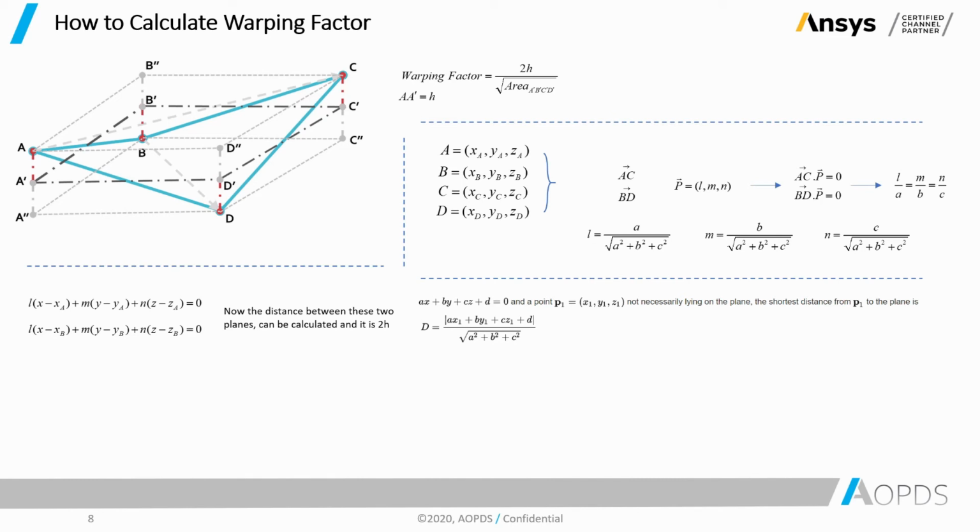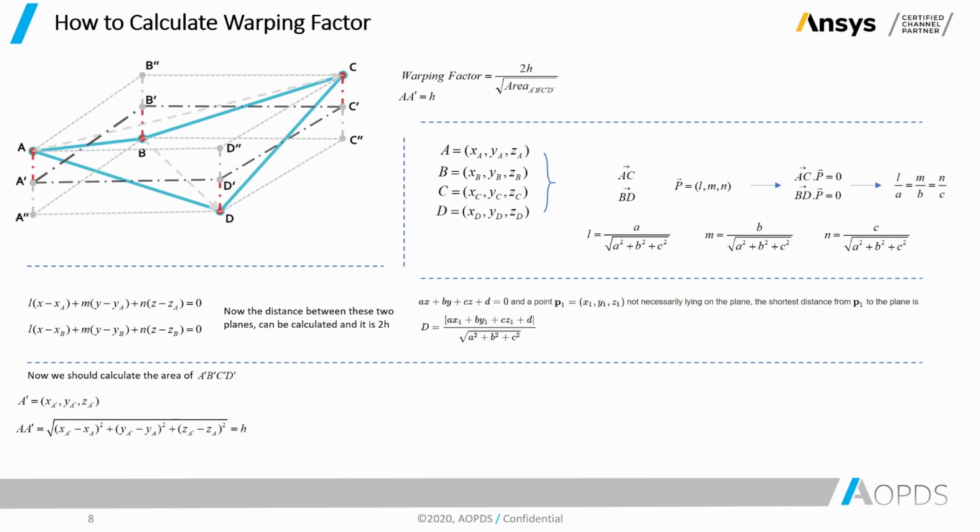Now that we have H, how can we get the actual A prime, B prime, and C prime? Well, let's call the components of A prime X A prime, Y A prime, and Z A prime. We know the distance between A and A prime is formed by the square root of X A prime minus X A to the power of 2, plus Y A prime minus Y A to the power of 2, plus Z A prime minus Z A to the power of 2, and that is going to be H. Now, we know that X A prime minus X A over H is going to give us L. And Y A prime minus Y A over H is going to give us M. And Z A prime minus Z A over H is going to give us N.